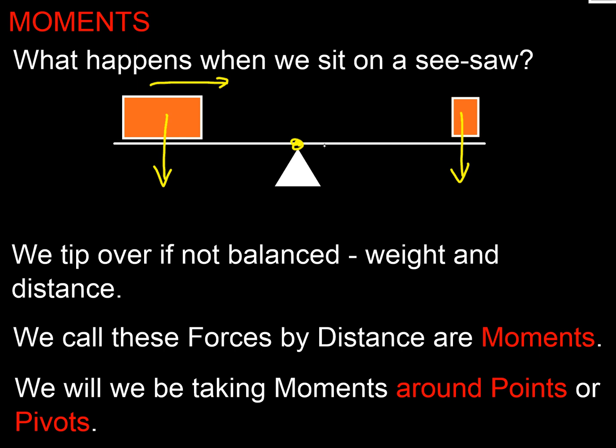So what we learned in effect was our fundamental principle: what's really happening is it was the weight times the distance that made the difference, wasn't it? And as long as we balance those two out, we're okay. Now that weight times distance is called a moment, and the point in the middle of our seesaw we're going to call a pivot point, because we're going to work out the moments about that point.